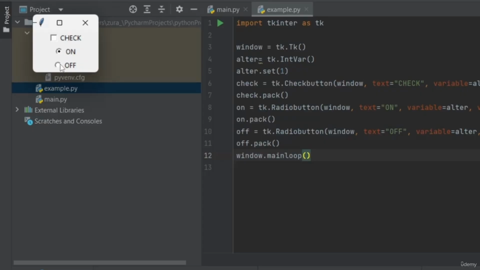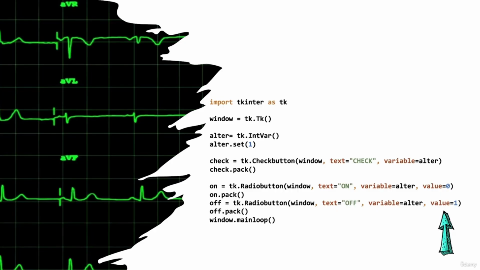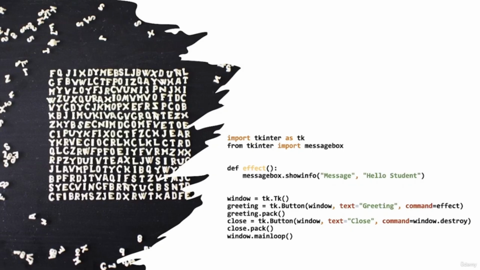Every time we press on the radio button, we change the state of the alter object with the value argument, as the alter object changes its value to one of the possible values specified in here. So this is how the radio button as well as the check button work in connection with the IntVar component. Now we will bind our widgets with callbacks in order to have some effects when we engage with the widgets.